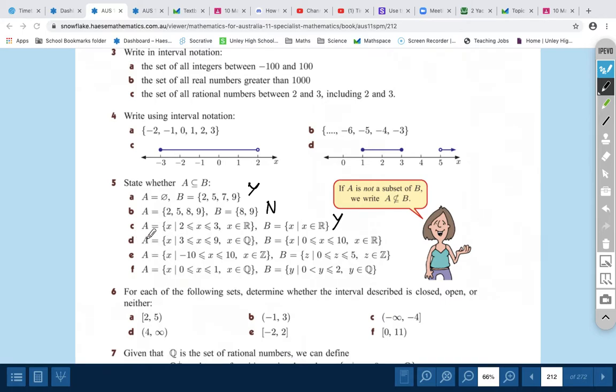D. So now we've got this set A, okay, it's rational numbers, and they lie between 3 and 9. Over here, set B is real numbers, and they're lying between 0 and 10. So this is a yes.